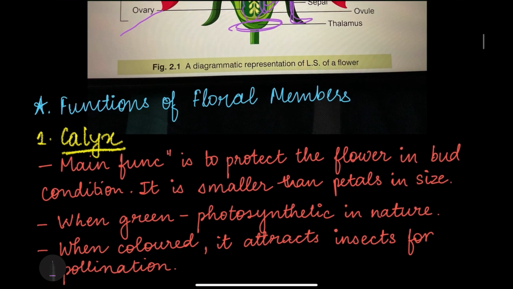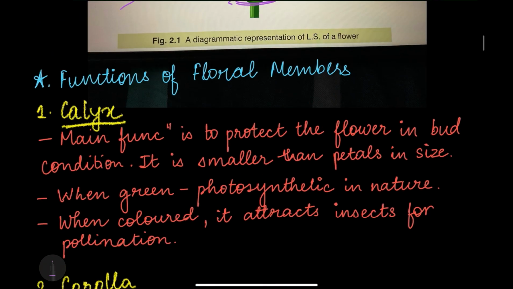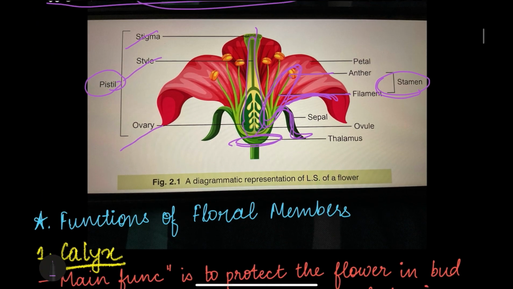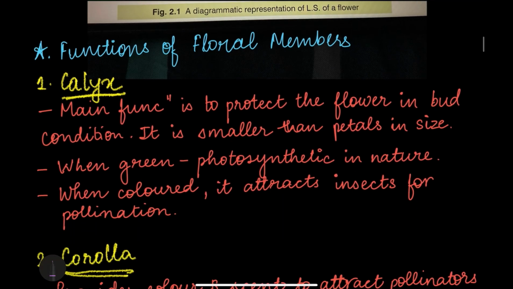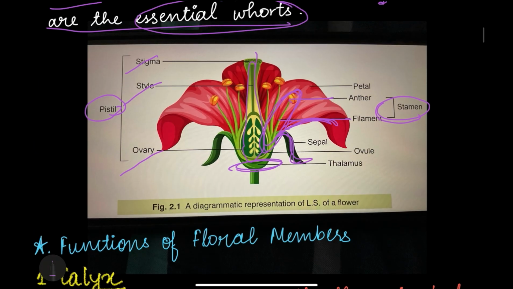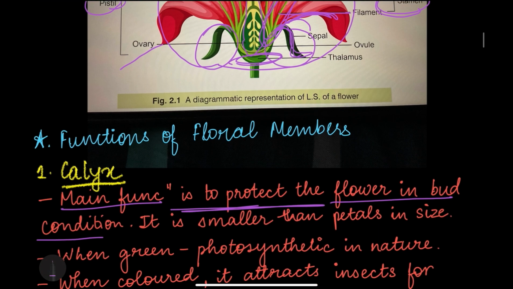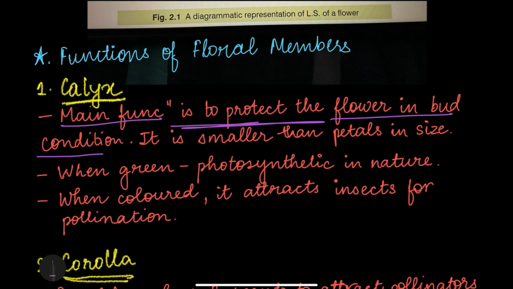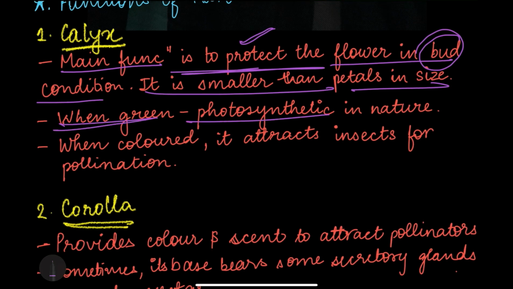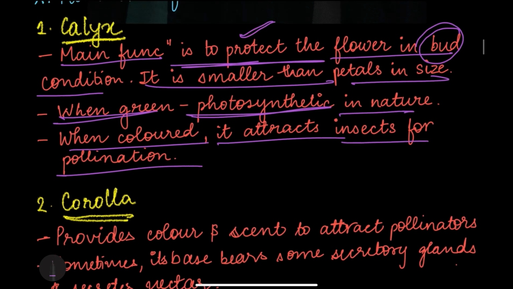Now let's look at the function of the floral members. First, calyx. What, according to you, is the function of the calyx? The main function of calyx is to protect the flower in bud condition, because it covers up the entire flower in the budding stage. Though it is smaller than petals in size, it performs protection in the bud stage. When green, it is photosynthetic in nature, and when colored, it attracts insects for pollination.